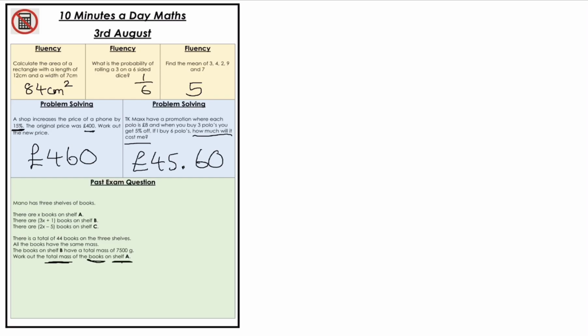Well, this is a bit of a pickle because we don't know how many books there are on shelf A. So the first thing we need to do is work out how many books there are on shelf A. So we're going to use algebra. They put algebra in the question, so we're going to solve it like we would. We're going to start by writing all of the algebraic terms out as an equation. So we have x on A plus 3x plus 1 on shelf B plus 2x minus 5 on shelf C. And all of those add together to make 44.